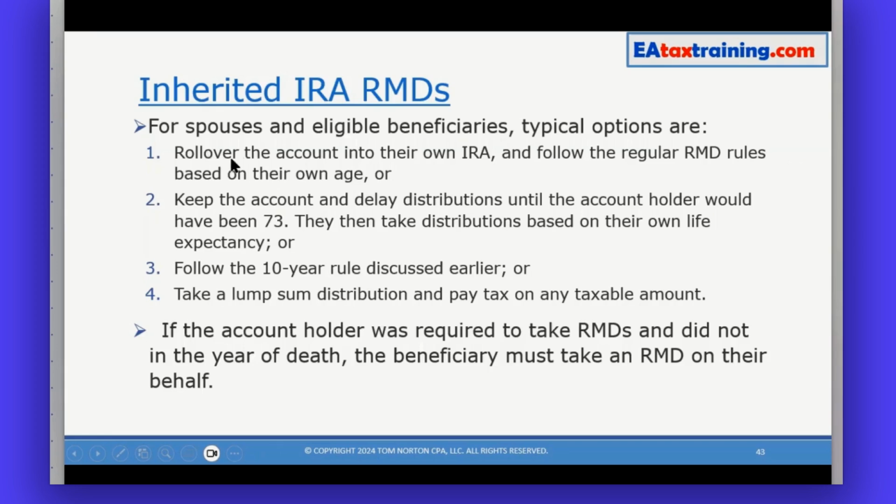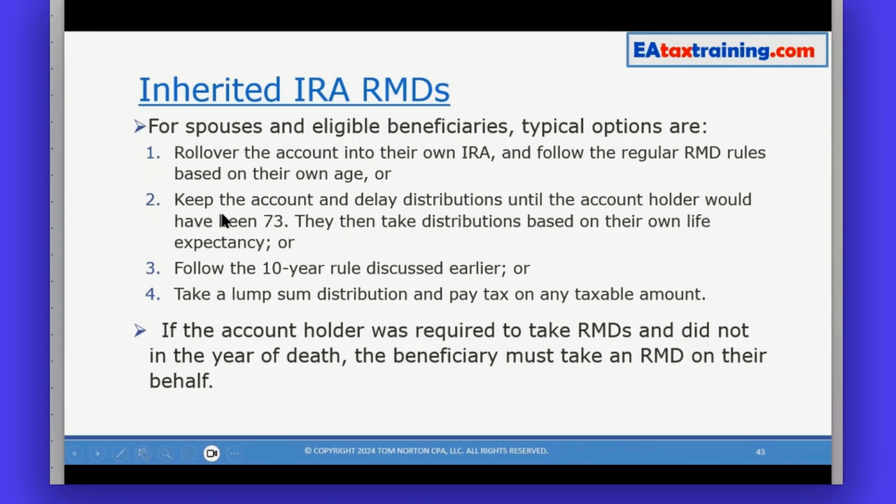Frequently, they will have the option to roll over the account into their own IRA and to follow the regular RMD rules based on their own age. Or they can keep the account and delay distributions until the account holder would have been 73. They then take distributions based on their own life expectancy. So they look to the age of the account holder for determining when the required minimum distributions start, but they look at the age of the beneficiary to determine the life expectancy to compute the amount of the required minimum distributions.